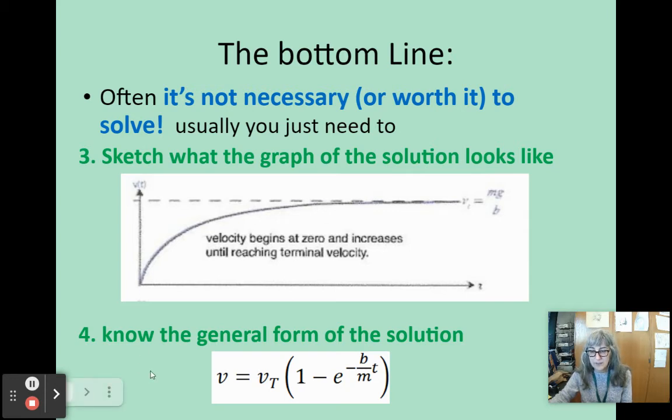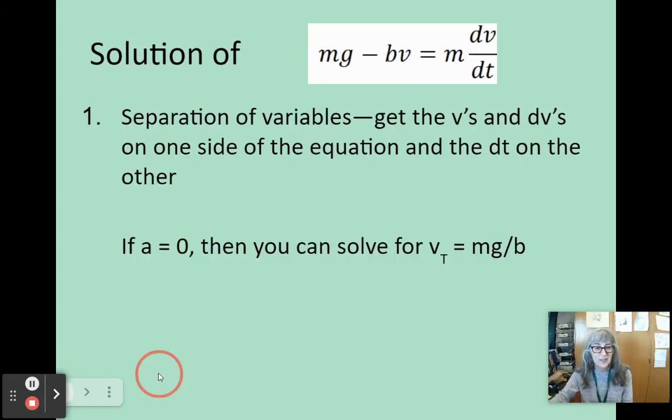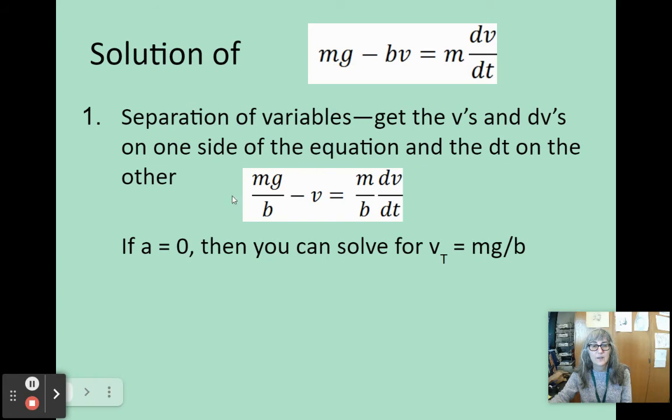So now let's go through how you solve this thing, if that's something you have time to do and want to do. The solution of this is done by a process called separation of variables, which is sadly more complicated than the guess and check that we used for the second order differential equations for pendula and springs. In separation of variables, you have to get the v's and the dv's on one side of the equation and the dt on the other side. And then if you set a equals 0, you can solve for terminal velocity.